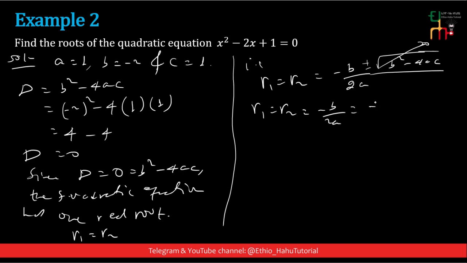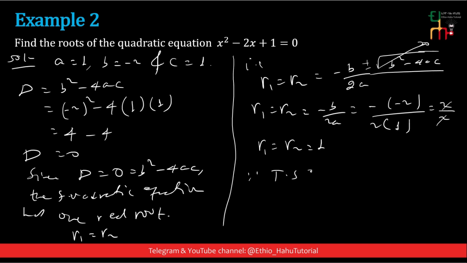Minus b is minus (minus 2), divided by 2 times a, which is 1. So 2 divided by 2 times 1, 2 goes with 2. Therefore, r1 is equal to r2 is equal to 1. Hence, the true set, the set containing 1, is the solution of this quadratic equation.